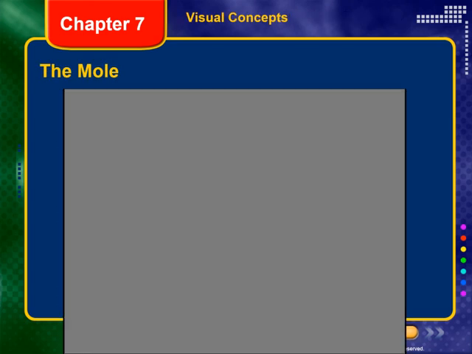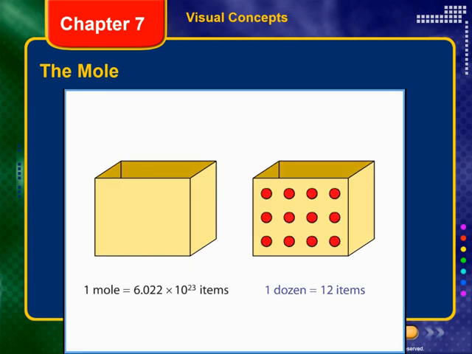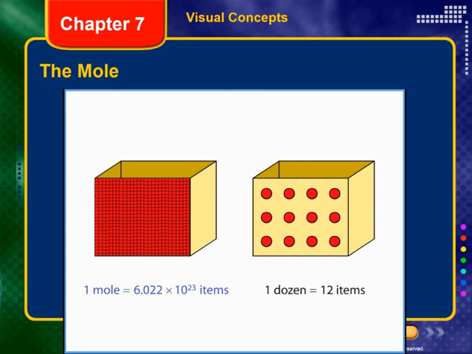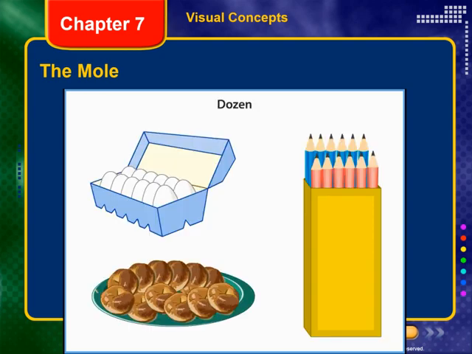A mole is a quantity, similar to a dozen. There are 12 items in a dozen, and 6.022 times 10 to the 23rd items in a mole. A dozen eggs, a dozen bagels, and a dozen pencils have different weights or masses and have different properties. The term dozen tells you that there are 12 of the item.